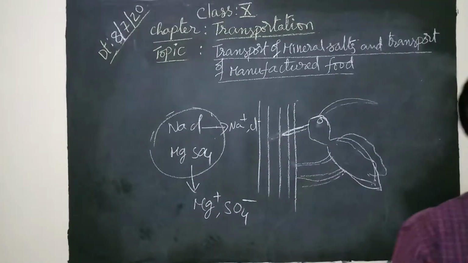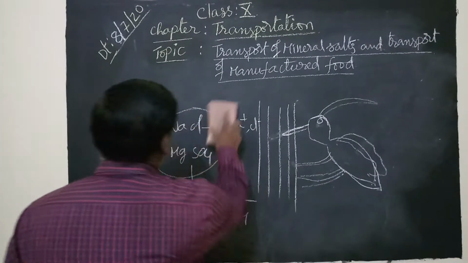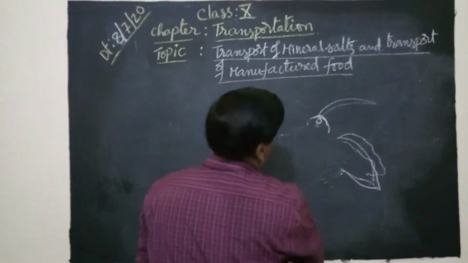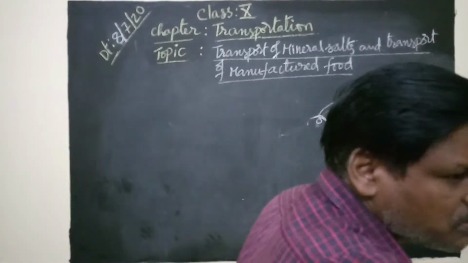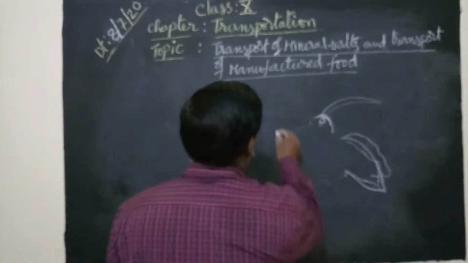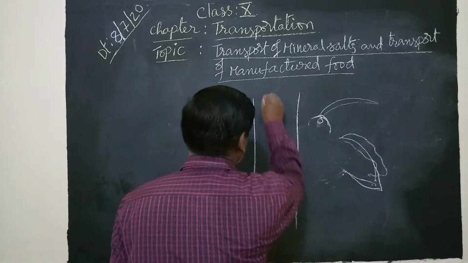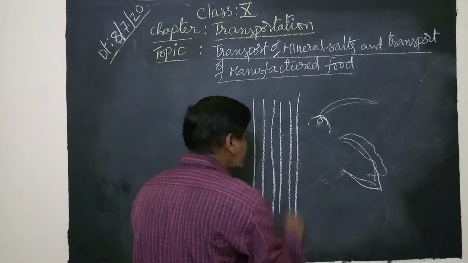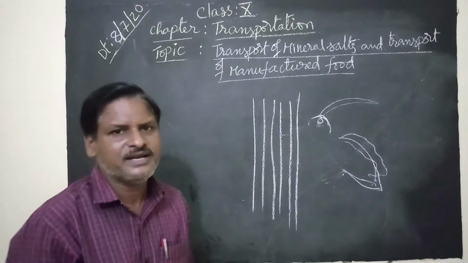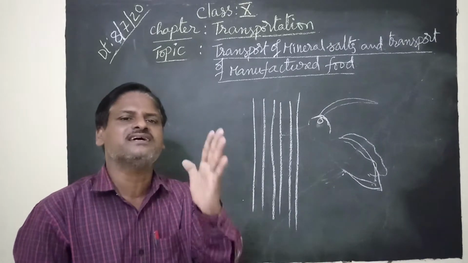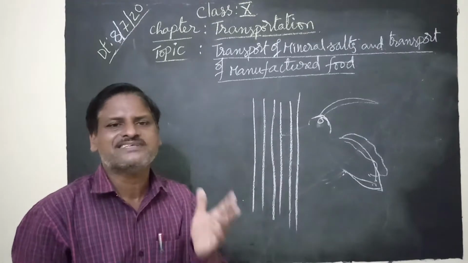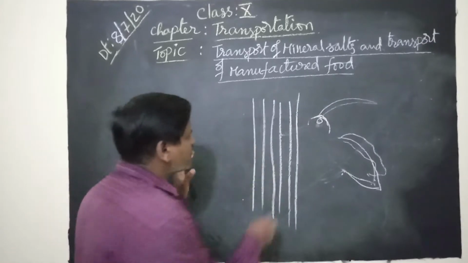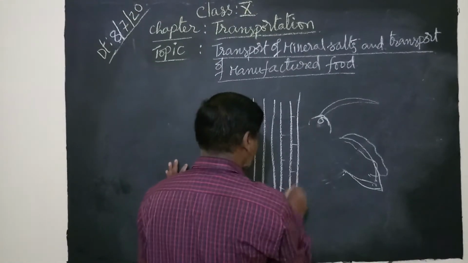Now come to the transportation of manufactured food. Transportation of manufactured food, children. Here, if you observe, this is a stem and these are xylem vessels. By the side of the xylem vessels, phloem vessels are also there. So we have learned about xylem vessels: they always transport the water, minerals and salts, that only. Then what about the phloem? Other cells, other tubes are there.